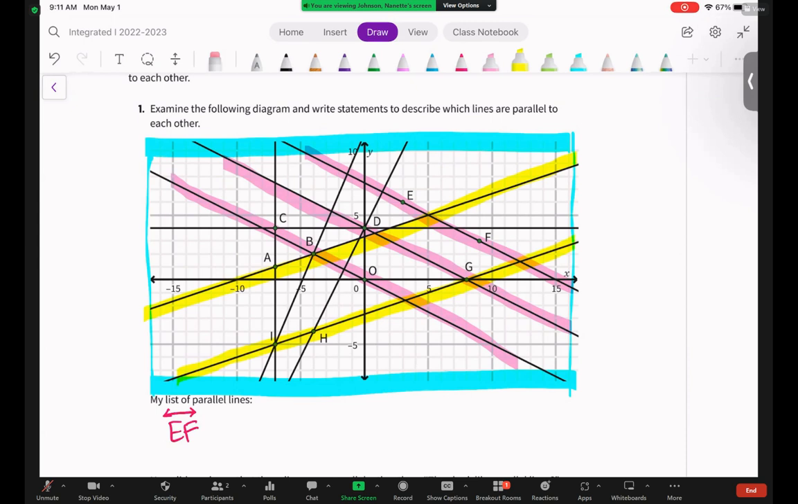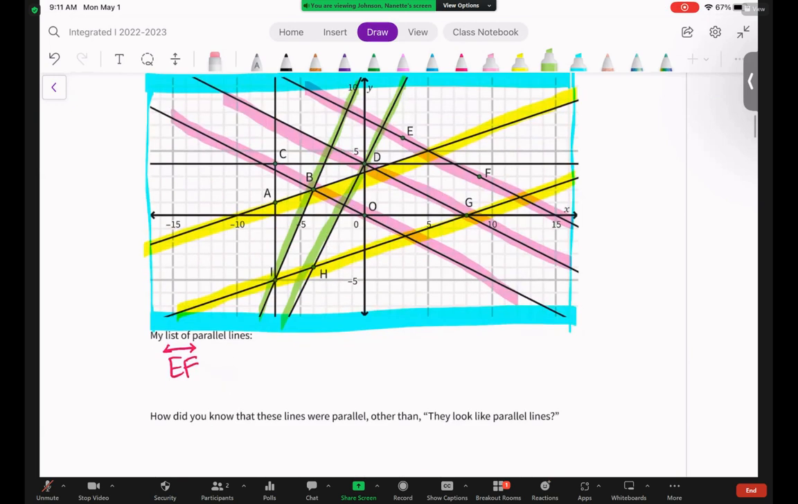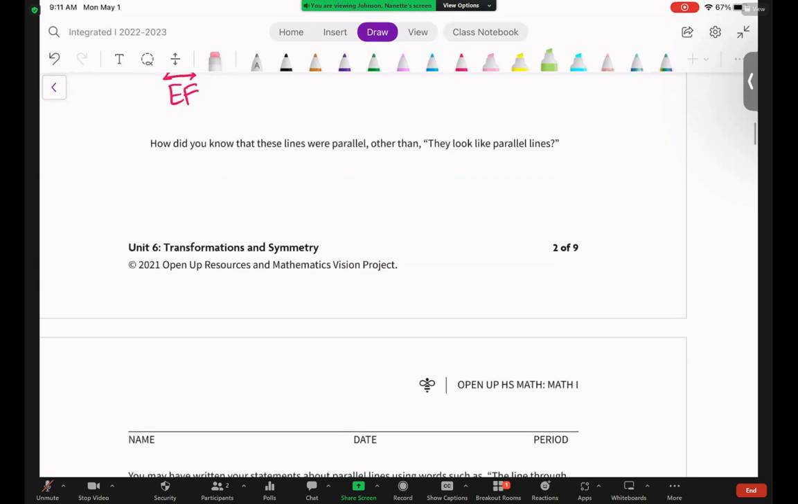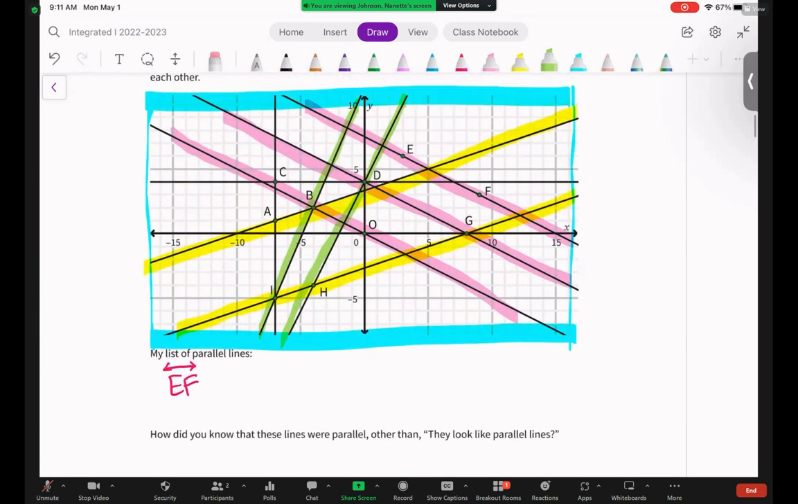So how do you know if two lines are parallel? I'm not sure which ones you said. Maybe you even said these two were parallel here. Oops, I can't even draw. Sorry. Let's try that again. Okay, maybe you even said these ones were parallel. I don't know which ones you said were parallel, but today we're going to figure out which ones are based on our exploration. So how did you know that these lines were parallel other than they look like it? Was there something that you could figure out? Was there something that you can calculate?